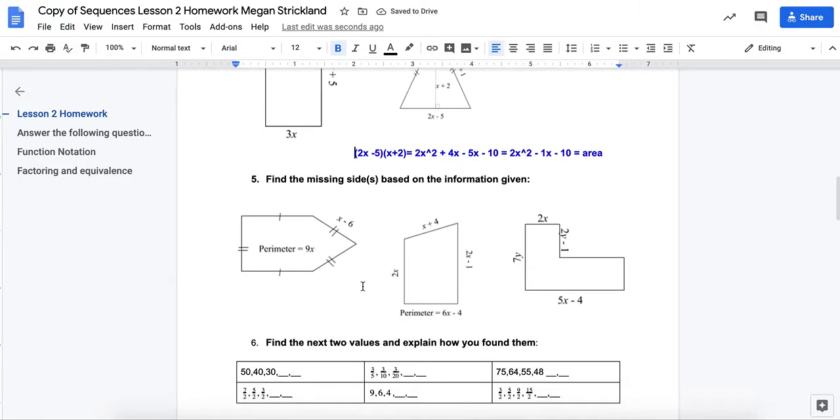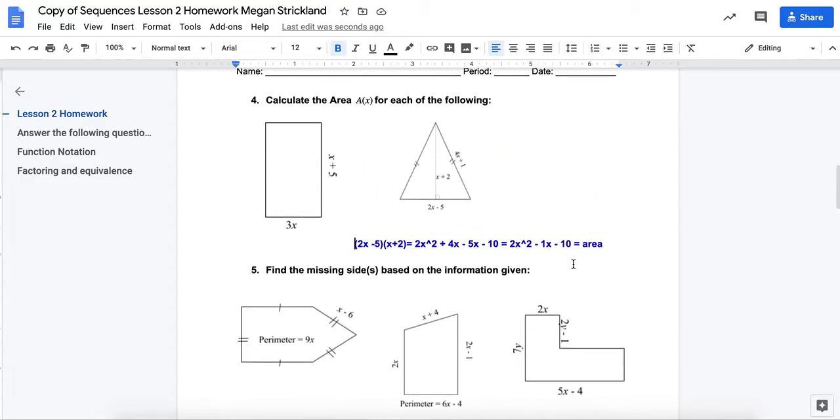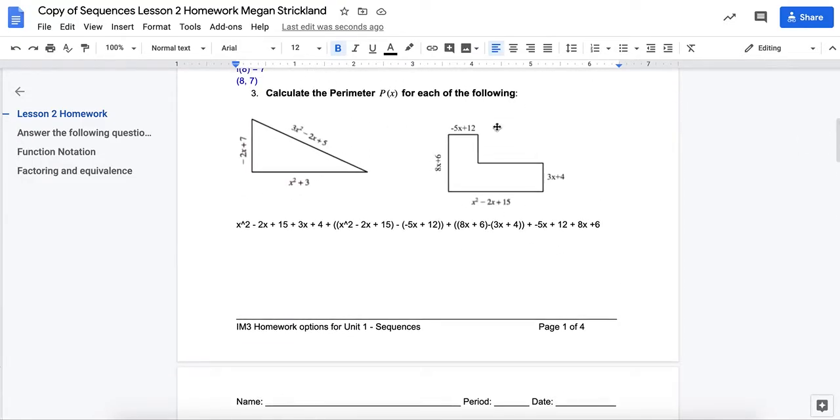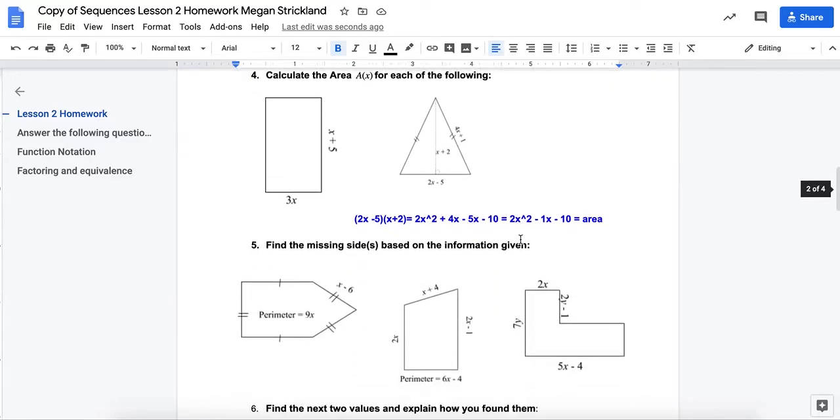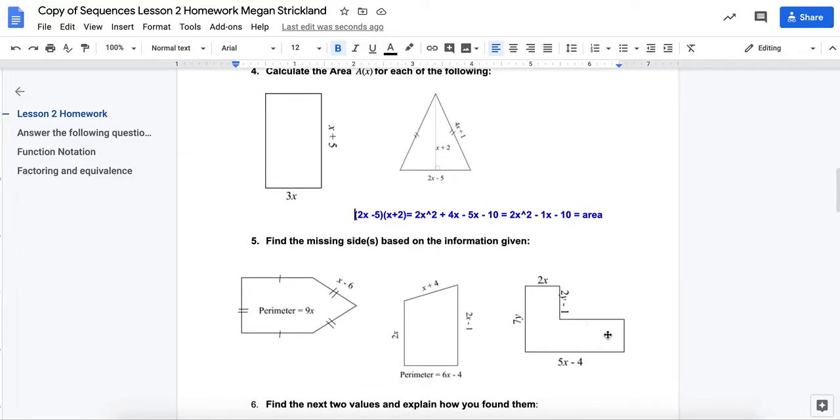Okay, on this one, it says find the missing sides based on the information given. So this is very similar to our perimeter problems, but you're just going to have to use your brain a little bit more. So this problem is a lot like how I explained this problem. So you're going to be having to subtract some sides to get the other side. So for instance, this longer side minus this shorter side will give me this shorter side here. And this longer side minus this shorter side will give me this side here.